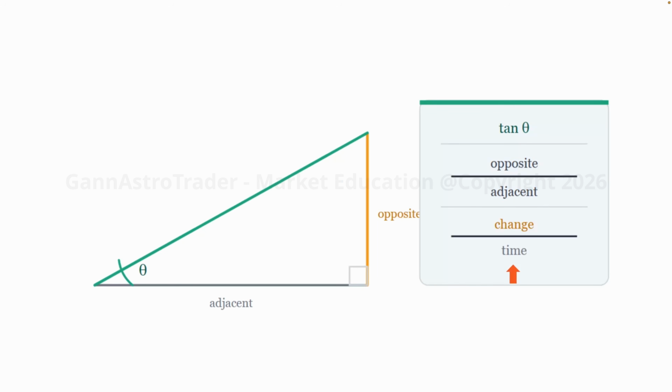In this triangle, the tangent function describes a specific relationship. Tangent of an angle is defined as the ratio of the opposite side to the adjacent side. In simple terms, it is the ratio of vertical movement to horizontal movement. This makes tangent a direct mathematical expression of slope.